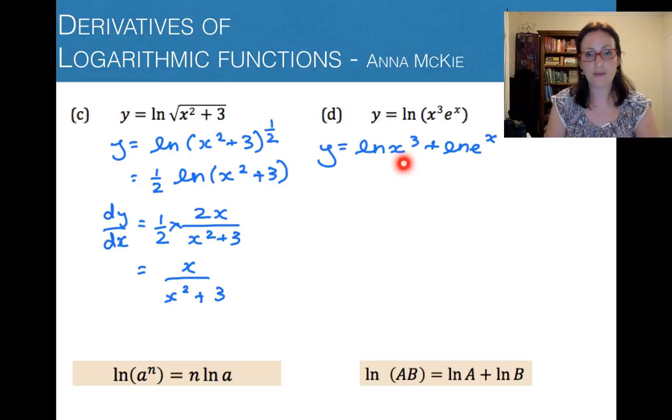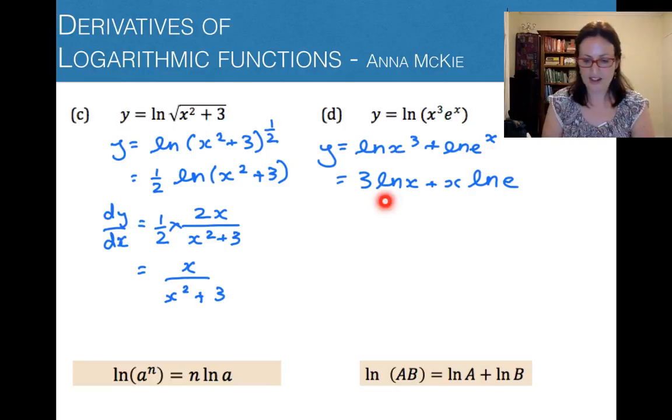So for this, pull the power down out the front, 3 ln x. And for this one here, again, let's pull the power down out the front. If you are more comfortable jumping ahead with some of the rules there, that's fine. That's as simplified as far as we can go, but ln e, feel free to use your calculator to check that if you can't remember, is just 1. So we just have x there.